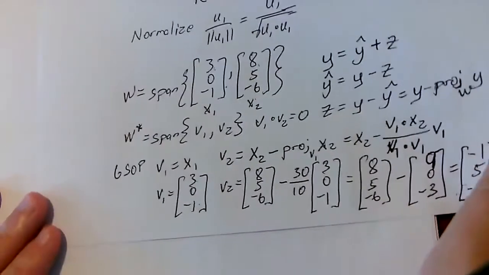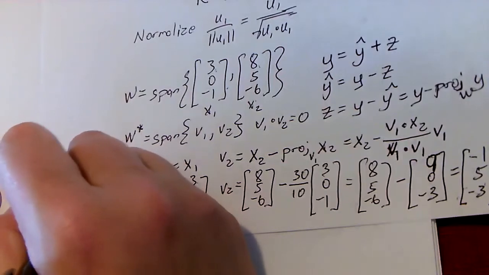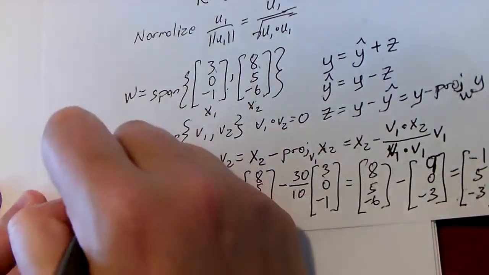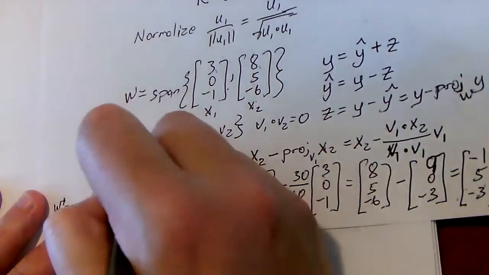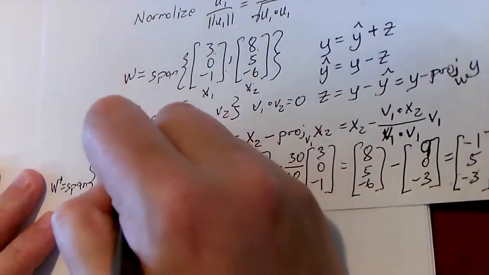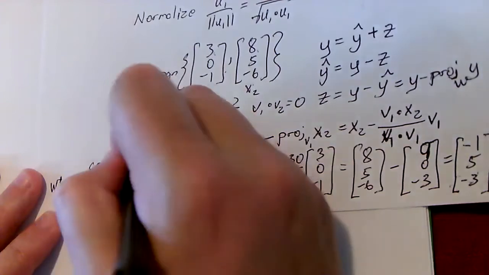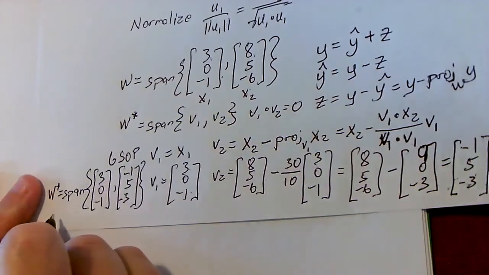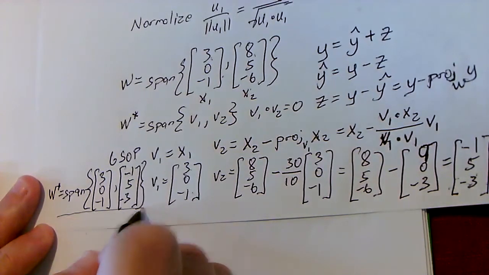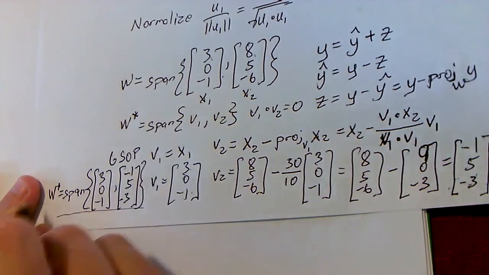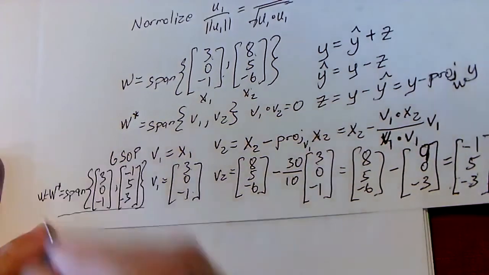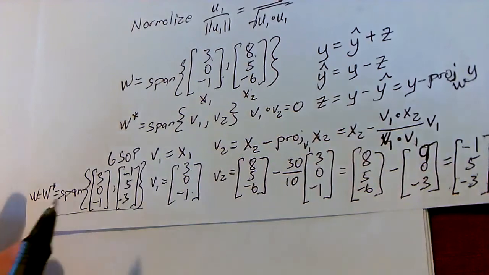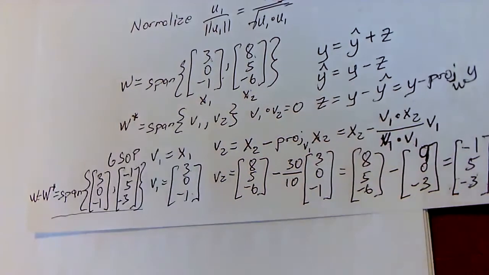So W star, let me just summarize our conclusions here. That would be the span, okay? 3, 0, negative 1. And then my second vector that I just found was negative 1, 5, negative 3. Okay, and so there is my orthogonal basis for W. Still a basis for W. Okay, so I don't even have to call it W star. W star is equal to W because they span the same space. But now these vectors are orthogonal, which the previous vectors were not. Okay, they're both bases for W.